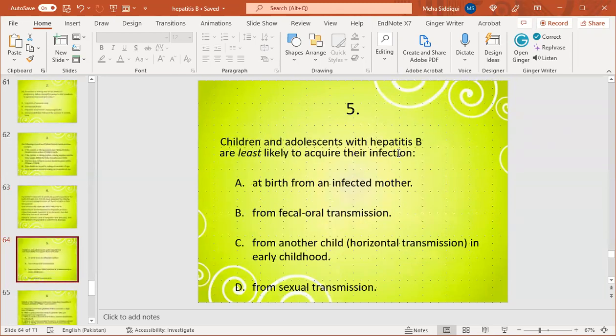MCQ number 5. Children and adolescents with hepatitis B are least likely to acquire the infection: A. at birth from an infected mother; B. from fecal-oral transmission from another child, that is horizontal transmission; C. in early childhood; D. from sexual transmission. B is the right option.